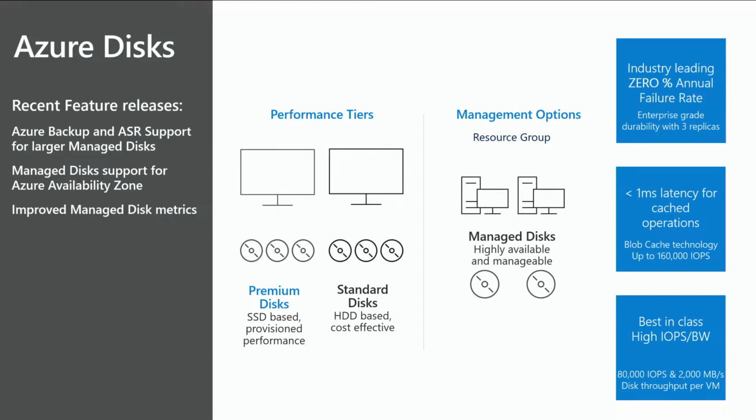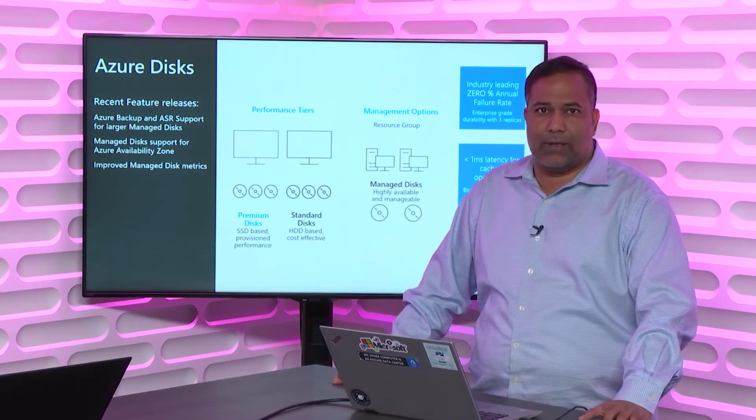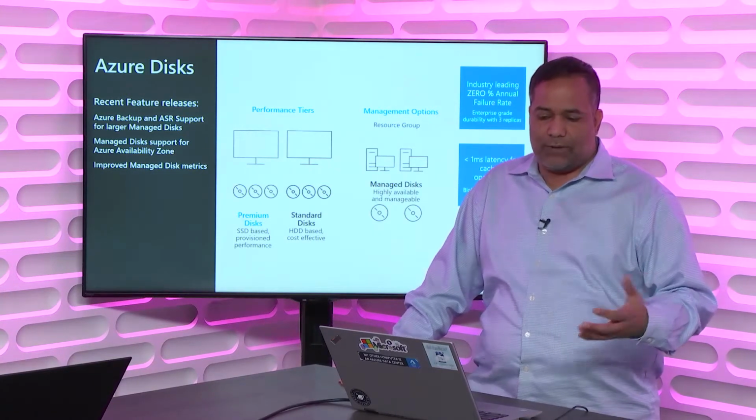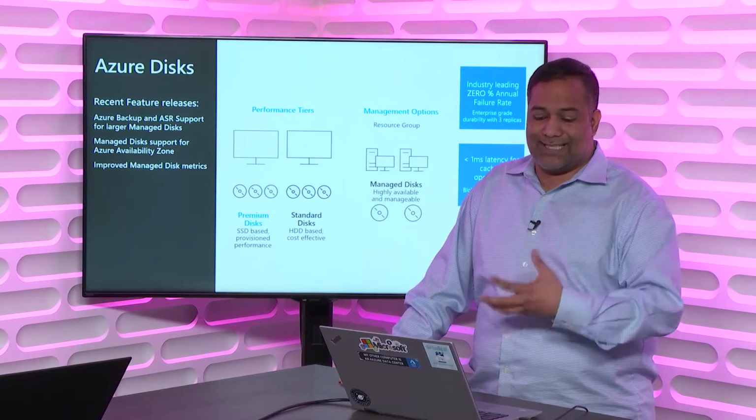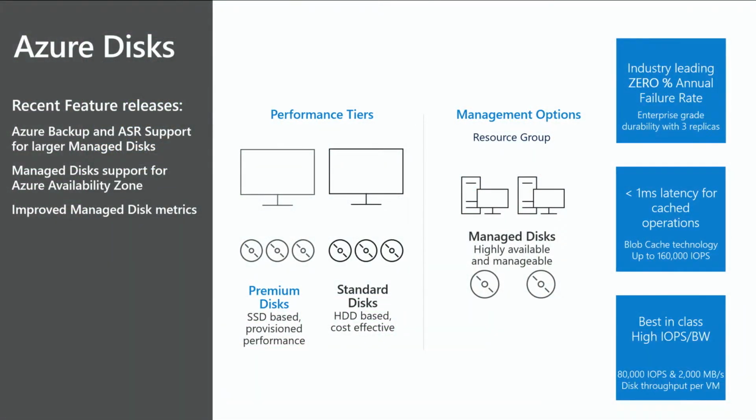Thank you, Klaus. So we've talked about blobs and files. Let's quickly wrap up with Azure Disks. Azure Disks come in 2 flavors, Premium and Standard. Premium is SSD backed and gives you provisioned and high throughput, high IOPS and low latency. And Standard disks are hard disk backed.